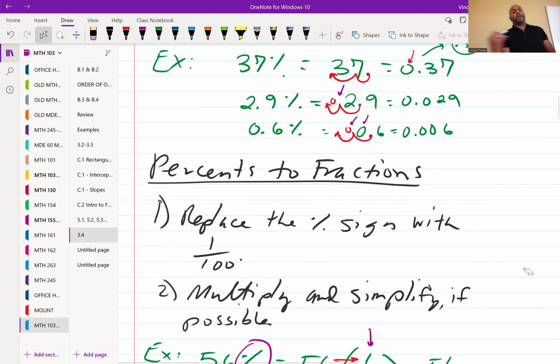Okay. Next one, percents to fractions. So we want to replace the percent sign with 1/100. Remember, we talked about that in the initial introduction of this discussion. That percent sign is equal to 1/100. So we're going to replace the percent sign with 1/100, and then we're going to multiply and simplify if possible.